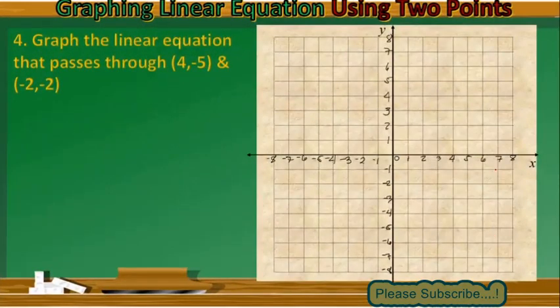Number 4, 4 and negative 5. So this one. Then the other one is negative 2 and negative 2, this one. And connect. Okay, that is the graph. This is 4 and negative 5. This one is negative 2 and negative 2.